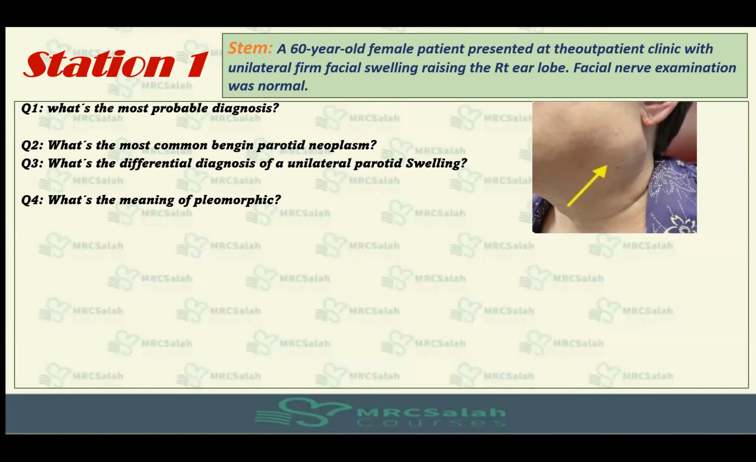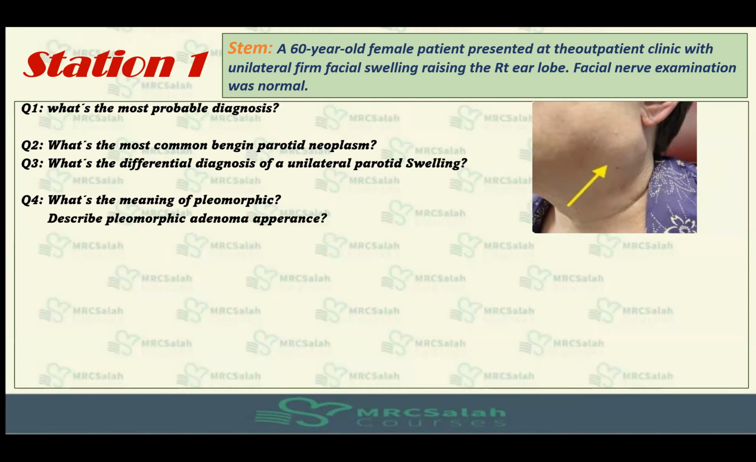Okay. Yes, please write it in the group. What are you saying, Dr. Salah? I asked her to write it in the group. Okay, this answer is accepted. Yes, it's the answer in our book. So pleomorphic is a variety of histological features reflecting both stromal and epithelial elements. Okay.